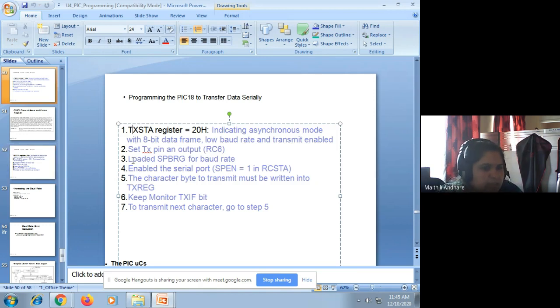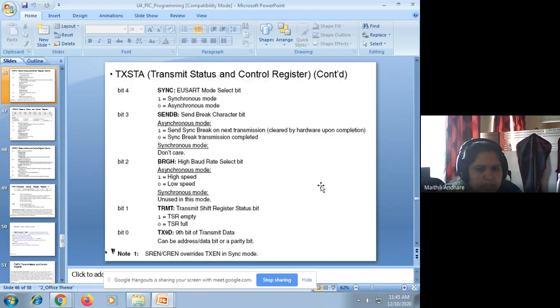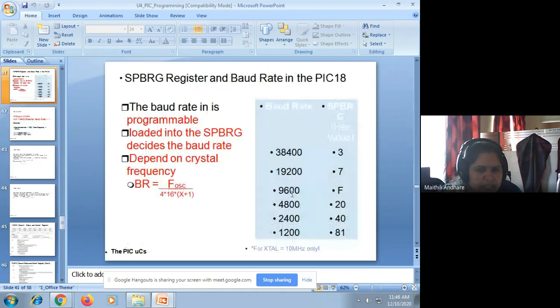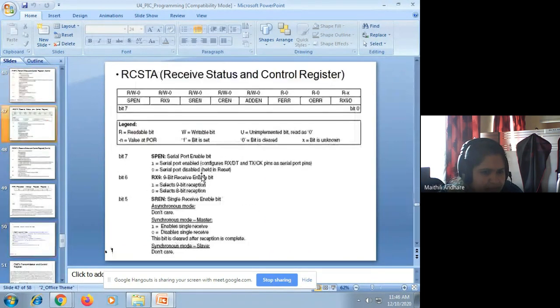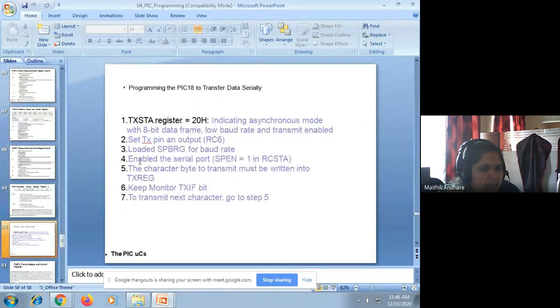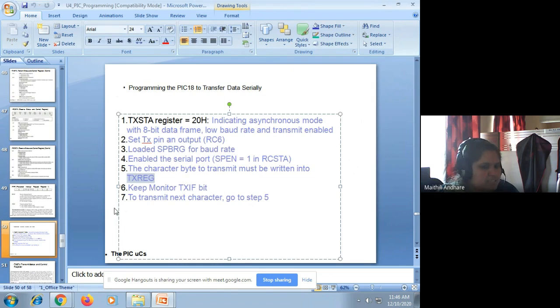Then load the SPBRG register for the baud rate. You have to load one of these values. Basically, we want 9600, so the value F will be loaded in the SPBRG register. Then enable the serial port, SPEN in the RCSTA register. That is very important for both reception and transmission, so this bit should be enabled. The character byte to be transmitted must be written in the TXREG register. Whatever data you want to transmit should be stored in the TXREG register.